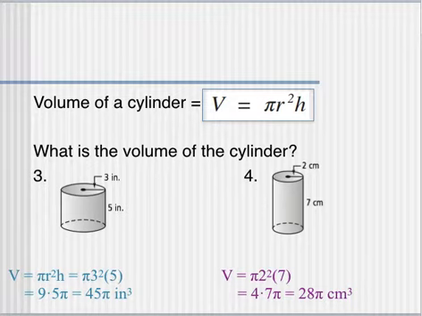Go ahead and check your answers for questions 3 and 4. You plugged in the radius, the height, and then you just simplified. Remember, order of operations: you have to take care of the exponents before you multiply, so make sure you did 3 squared before multiplying by the 5 for number 3. Don't forget your units are cubed.